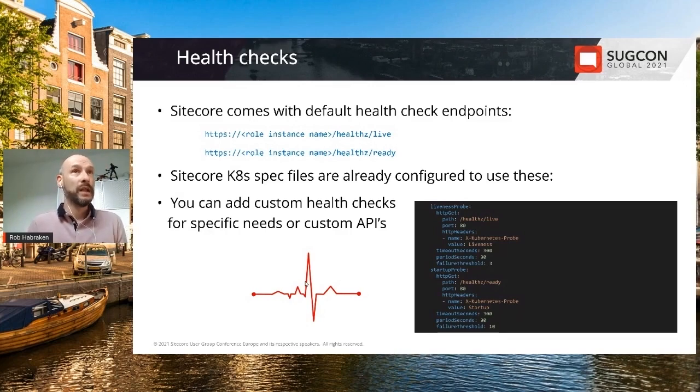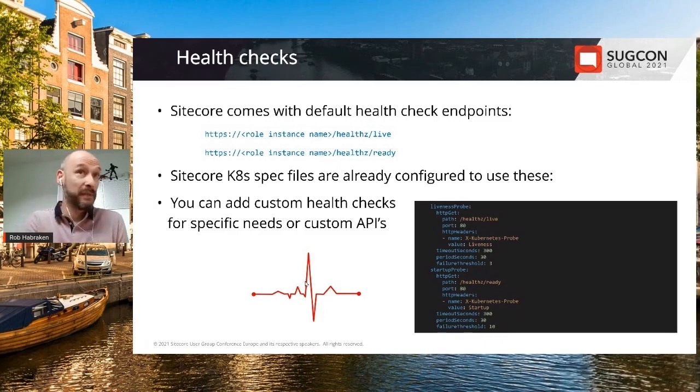You have the liveness and readiness health check endpoints for each of your roles, but also for the non-web roles, it also works. And the Sitecore Kubernetes spec files provided by Sitecore are already configured to use those. If you look at the spec files, you can see that there's a liveness probe and a readiness probe, and they are configured to point to that exact same path or endpoint, and it is configured to be used with some timeouts and thresholds.